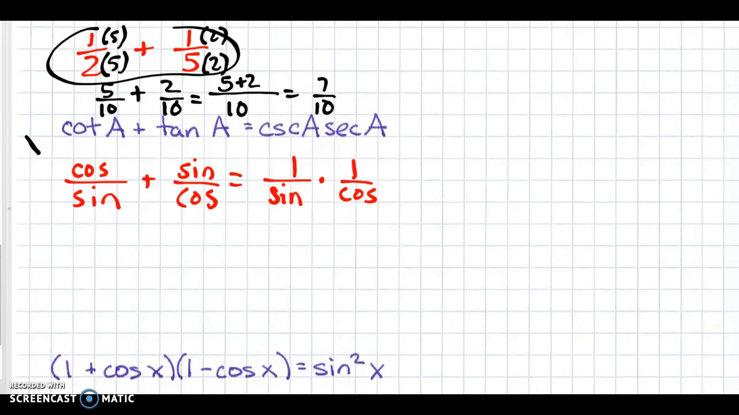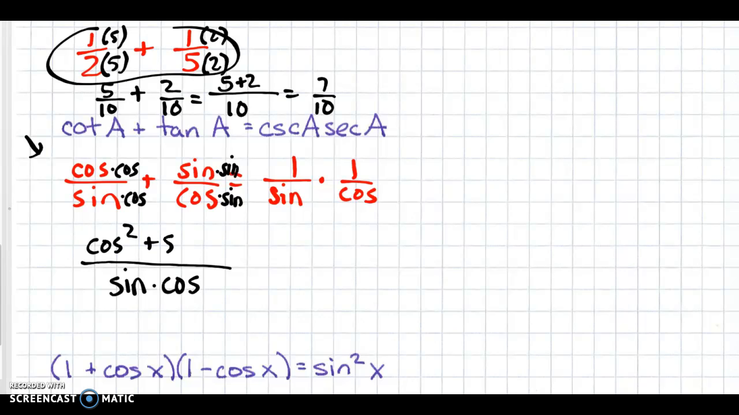We're going to do that for when we have this adding here, but what I've got to do is get a common denominator. Don't go crazy thinking about it. I'm going to multiply this one by cosine on the bottom and by cosine on the top. Okay, I'm going to multiply this one over here by sine on the bottom and by sine on the top. Now I'm going to multiply things out. So I'm going to add them together. The denominator here is going to be sine times cosine. And on the top over there, I've got cosine squared plus sine squared equals 1 over sine times cosine.